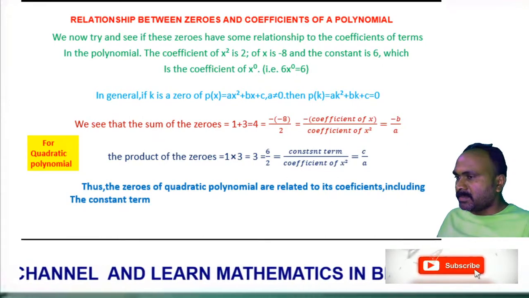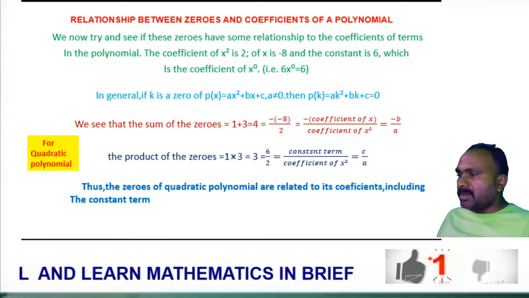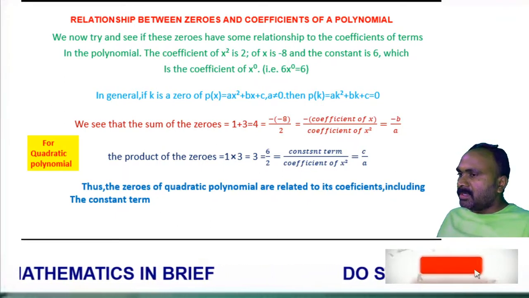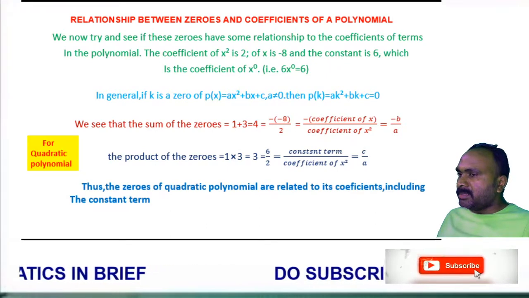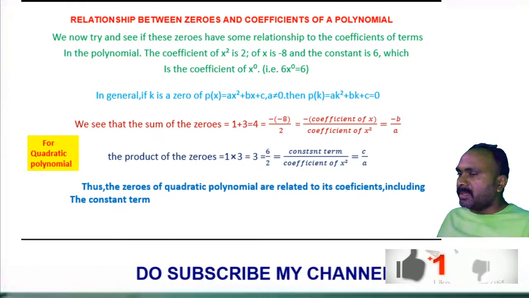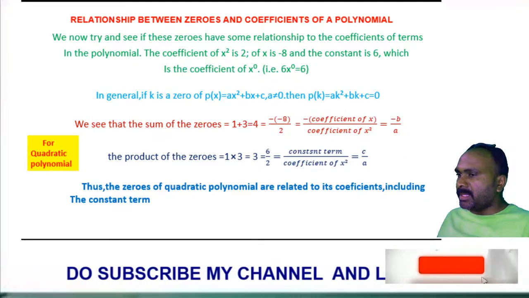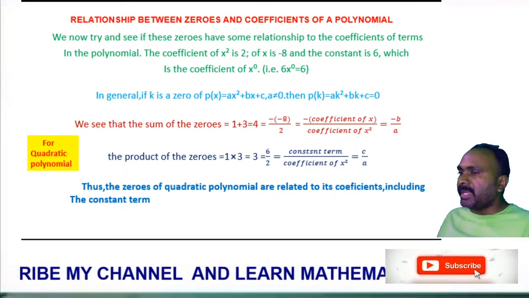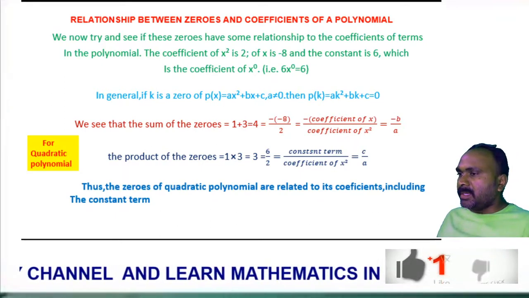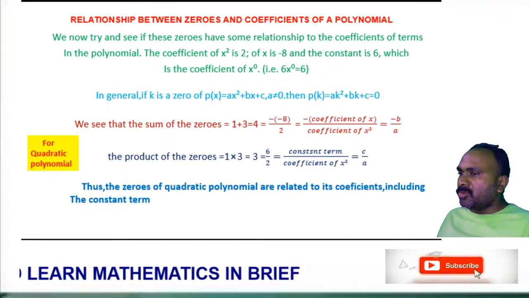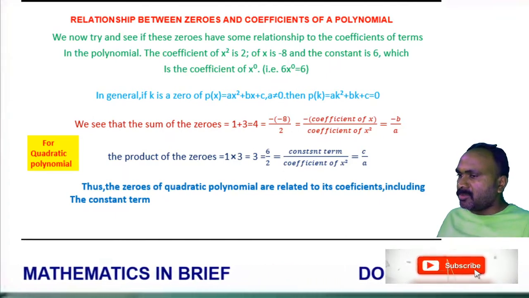For a quadratic polynomial, the sum of zeros is related to the coefficients. Yes, here minus b by a, that means minus coefficient of x by coefficient of x square, and the product of zeros is the constant term by the coefficient of x square, so c by a.